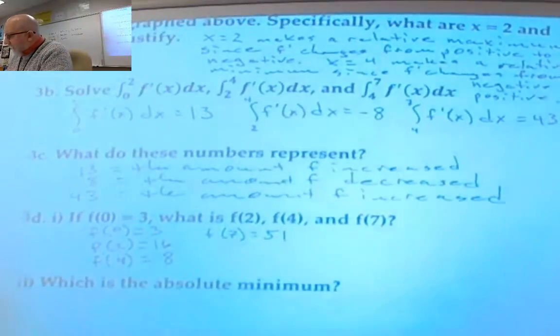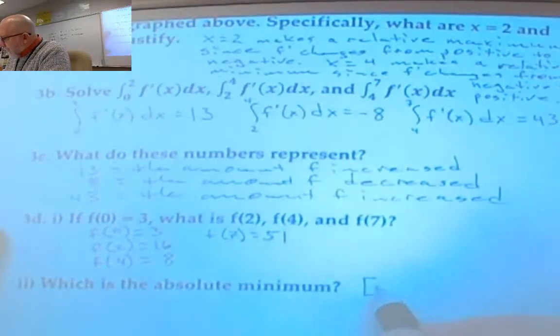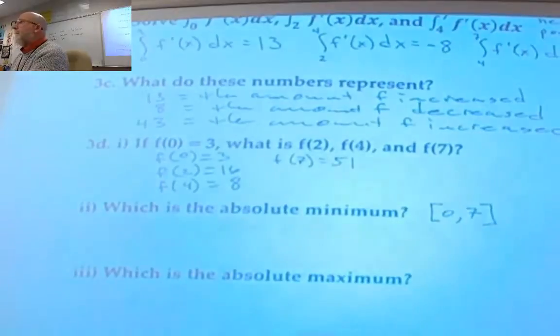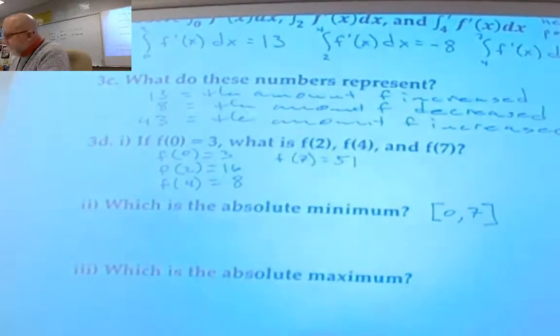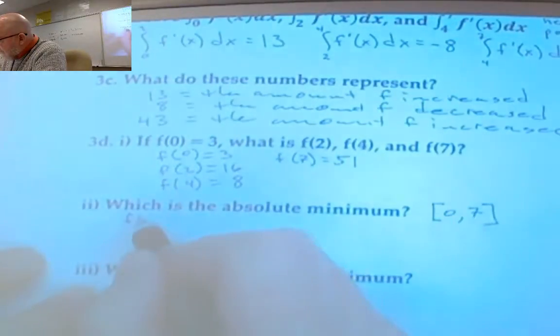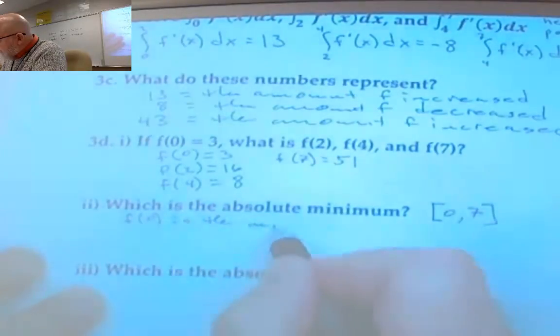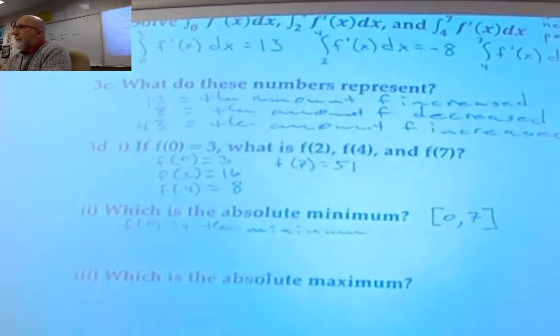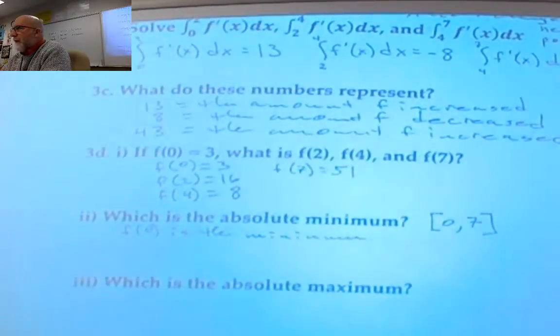Now, let's say I have a closed interval from 0 to 7. What's my absolute minimum? John? Now, absolute minimum, correct? I probably should say absolute. Now, it doesn't ask you to justify, but what would your justification be?